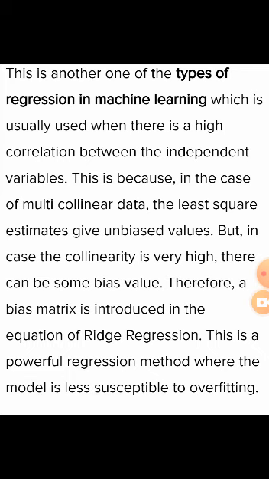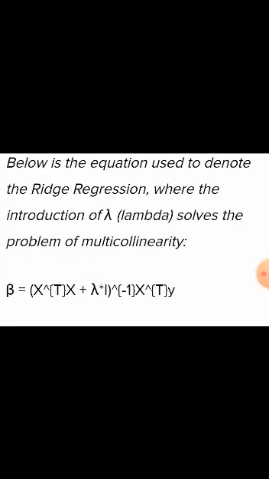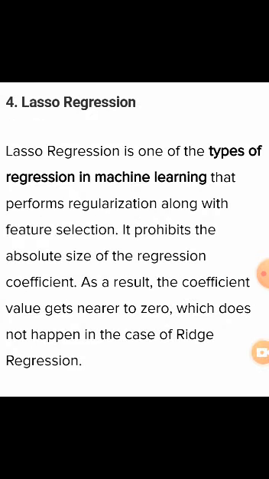This is a powerful regression method where the model is less susceptible to overfitting. Below is the equation used to denote ridge regression, where the introduction of lambda solves the problem of multicollinearity. Beta is equal to (X^T X + lambda I) whole power minus 1 into X^T y.